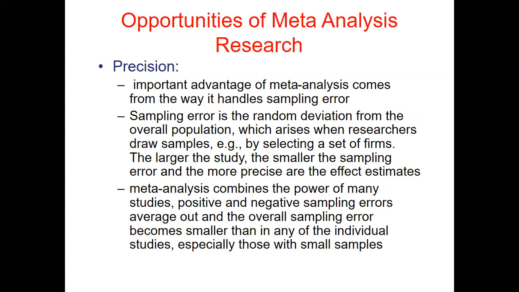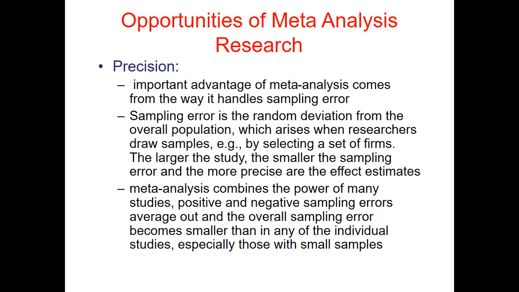Sampling errors may come as a result, of course, from random deviation from overall populations when we draw samples, okay? For example, by selecting a set of firms, in which case the larger the study, the smaller the sampling error, of course, as you know.